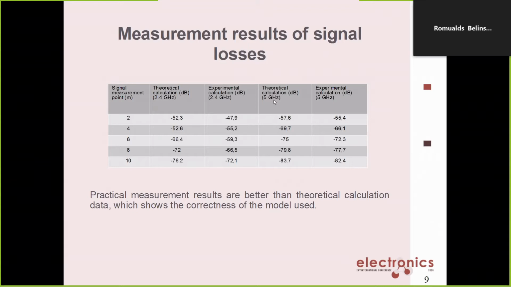The largest difference of experimental data is observed in measurement positions from 2 to 4 meters. It is related to the fact that the signal passes through the obstacles via the shortest path. And at 0.6 meters, the signal loses most of its energy passing through the obstacles via a longer path. This effect isn't considered in the signal distribution model that we used, and it leads to an increase of the difference between experimental data and the model. The practical measurement results are better than the theoretical data, which shows the correctness of the model used.